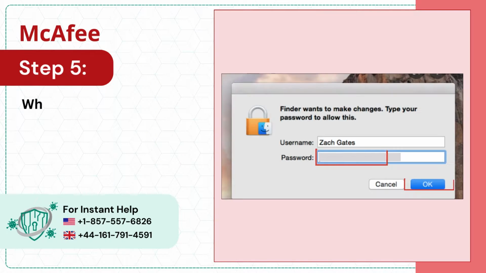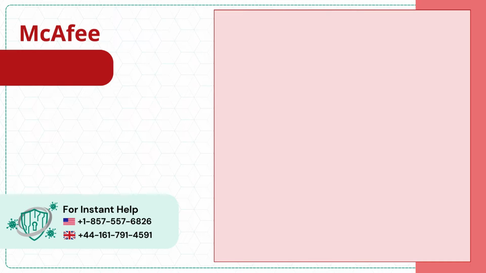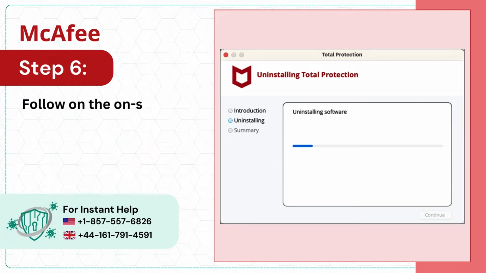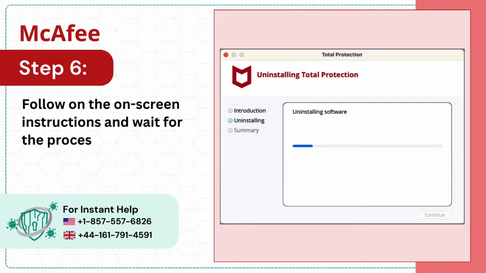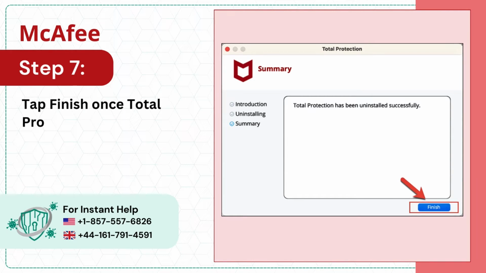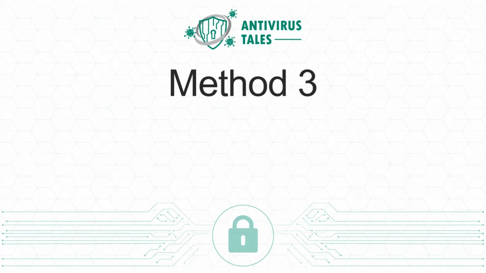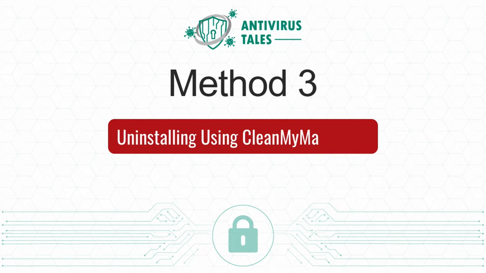Step 5. When prompted, enter the administrator password and click OK. Step 6. Follow the on-screen instructions and wait for the process to finish. Step 7. Tap Finish once Total Protection has been uninstalled successfully. Method 3. Uninstalling using CleanMyMac X app.